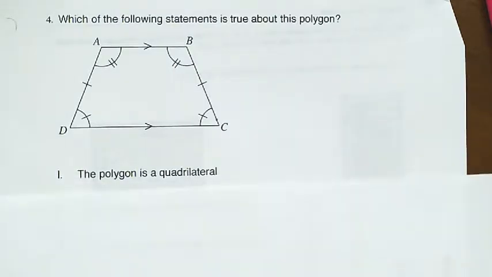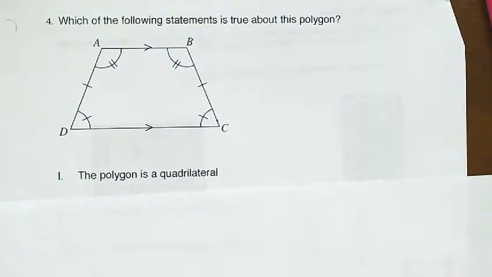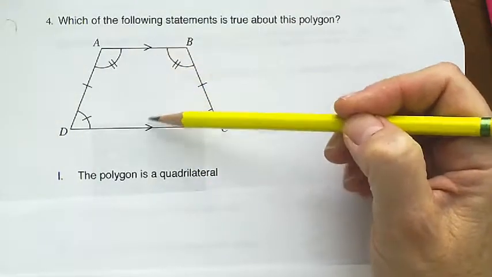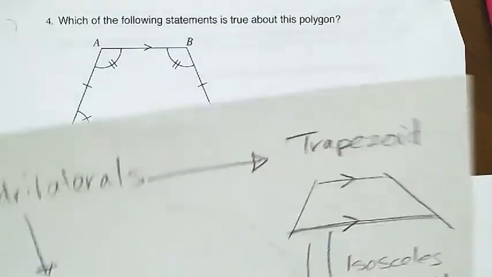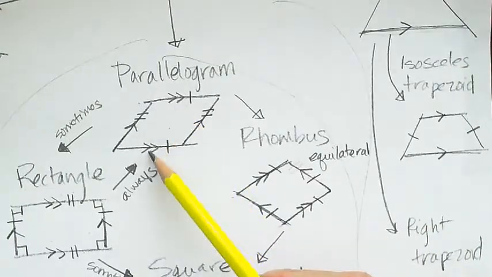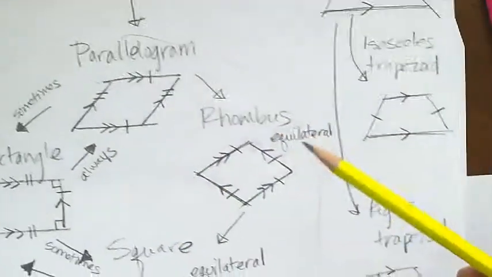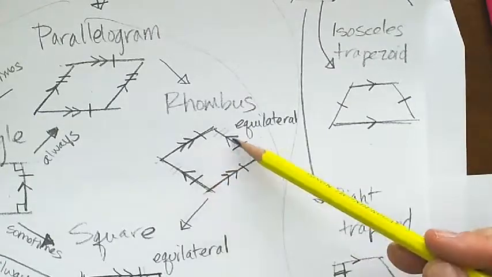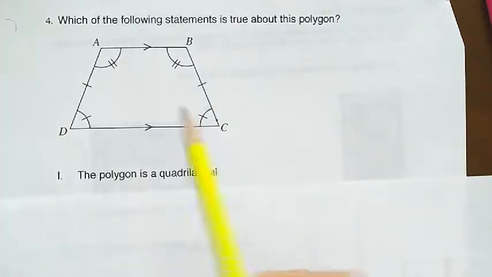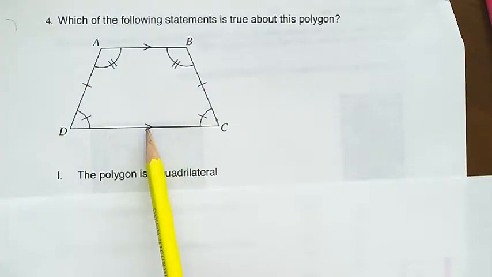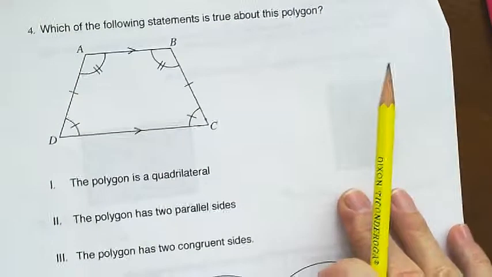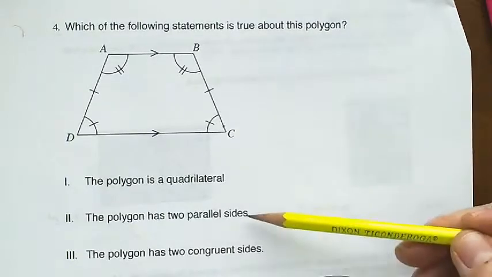Okay, so if you remember what all these markings mean, the parallel lines are indicated with the arrows. So when you see the matching arrows, like on your quadrilateral template, these indicate that the lines are parallel. So it's got a pair of parallel lines here. So this says the polygon has two parallel sides. That's true. That is a true statement.